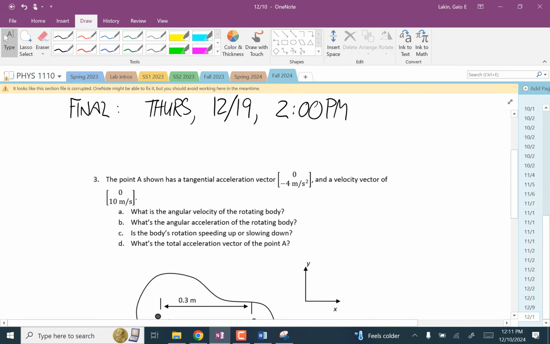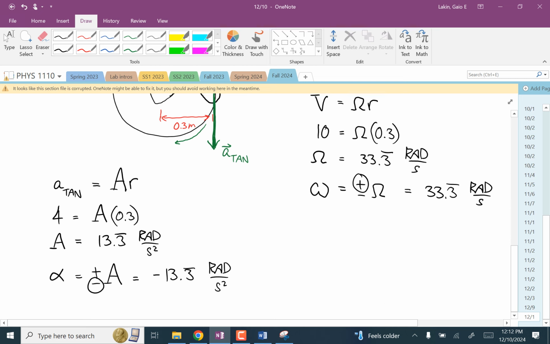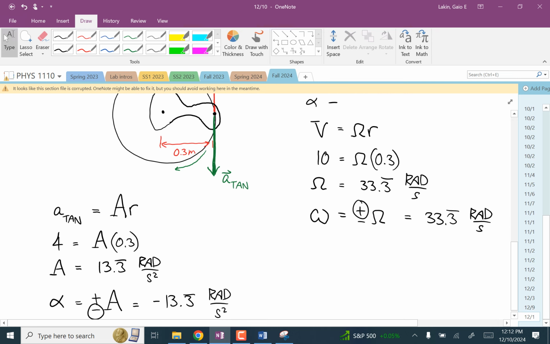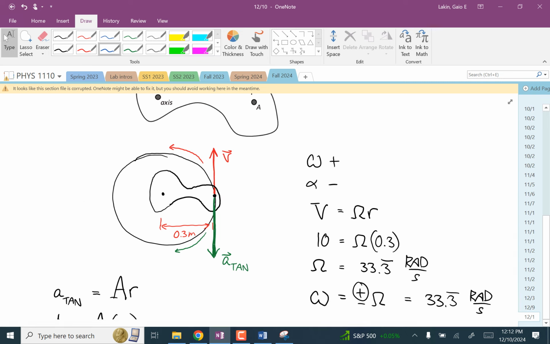So let's see if it asks for anything else. Oh, okay. And also, so then it asks, is it speeding up or slowing down? If velocity and tangential acceleration are opposite each other, it's slowing down. If angular velocity and angular acceleration are opposite, it's slowing down. So you can use whichever one of those you want. And then it asks for what's the total acceleration. Well, we need one more thing in order to calculate the total acceleration. We need the centripetal acceleration vector. And that is this direction.